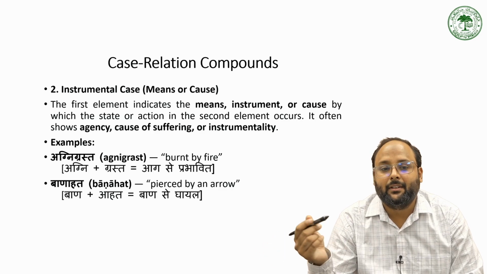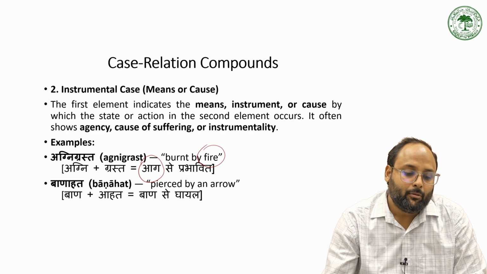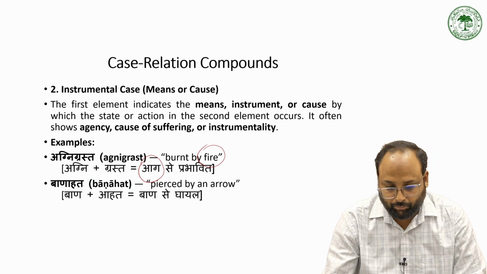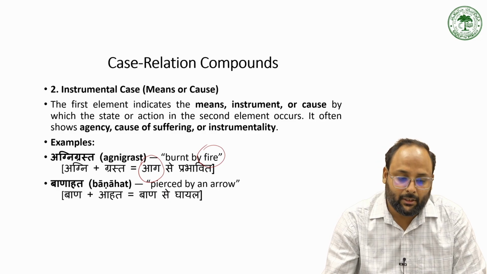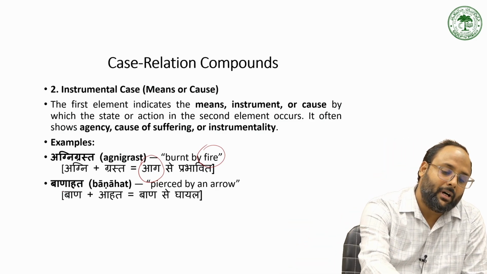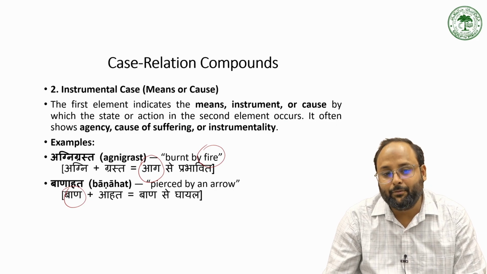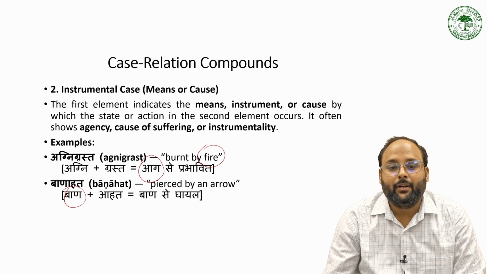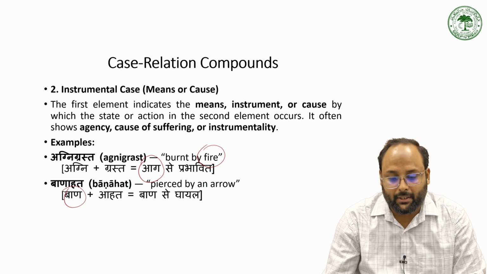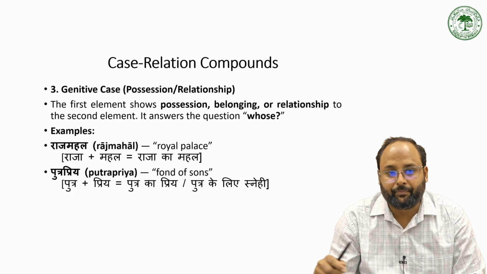We have the example Agni Grast, and another example is बाढ़ आहत, like बाढ़ से घायल. Here बाढ़ refers to the meaning of instrument, and this meaning of instrument comes from ahat, meaning from what. So it is ahat by flood. It is the instrumental case determined by this type of compound.